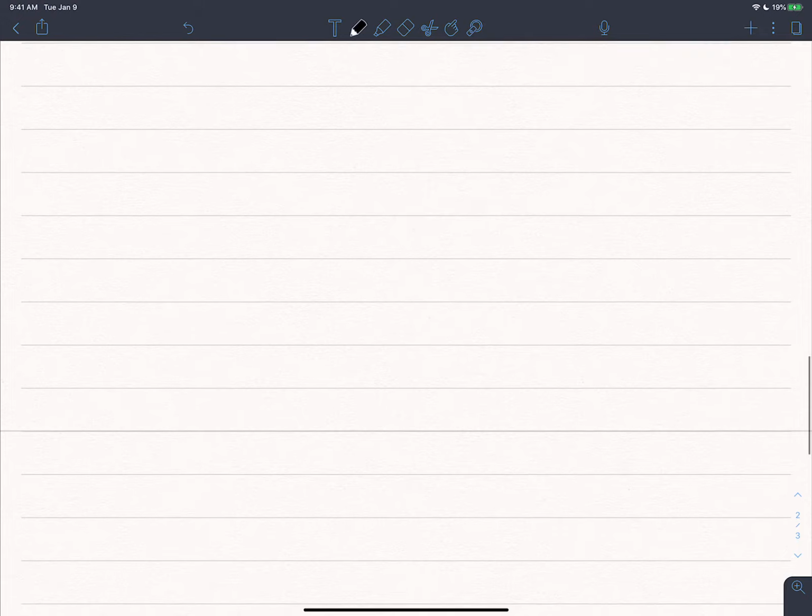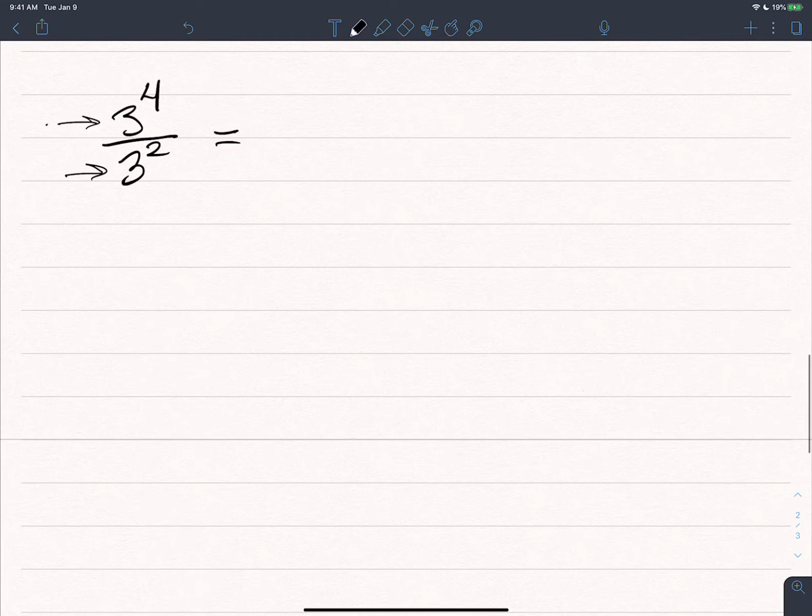So the quotient rule tells us that if we have something like 3 to the 4th divided by 3 squared, when we're dividing and the bases are the same, we can subtract the exponents. So we get 3 to the 4 minus 2, because we're dividing, and that equals 3 squared.